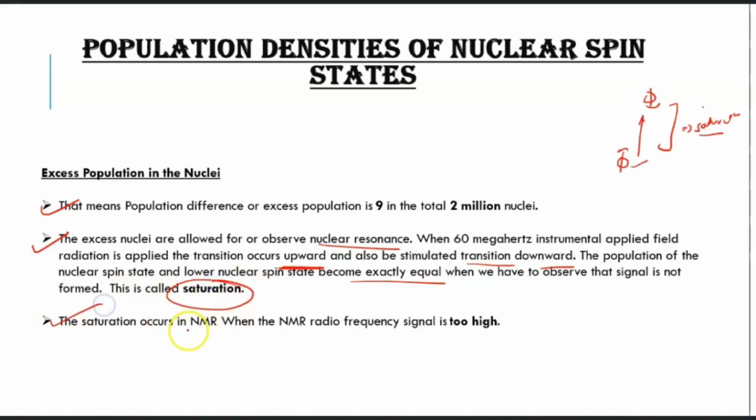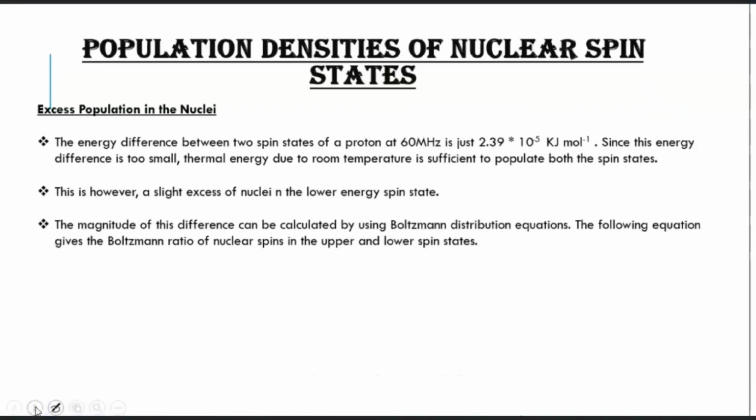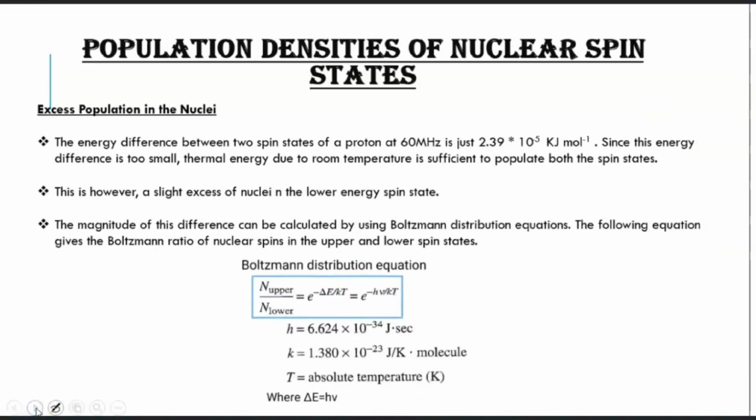So saturation occurs in NMR when the NMR radio frequency signal is way too high. You have to carefully take this into consideration while taking the NMR spectra of any compound. You have to avoid saturation of your sample, so that the nucleus that went to the excited state does not come back to the same state right away. Otherwise, ultimately saturation will happen and because of this you will not obtain any signal, right? So this is one thing over here.